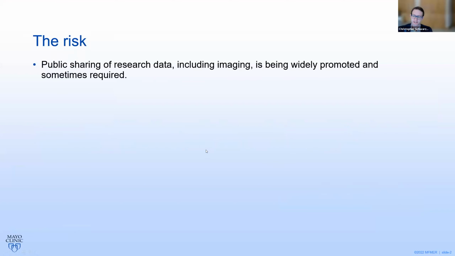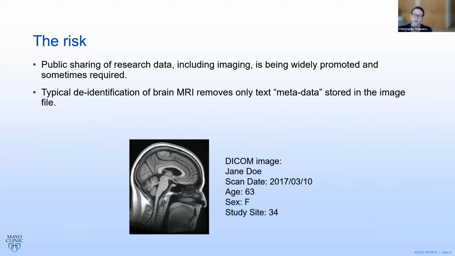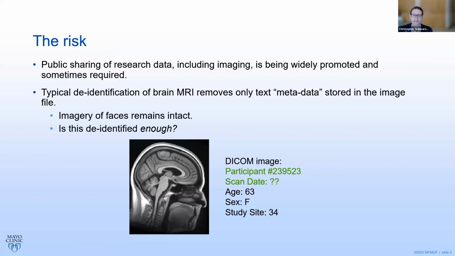Public sharing of research data, including imaging, is being widely promoted and sometimes required, as most of you well know. Typical de-identification of brain MRI removes only text metadata stored in the image file. So you have a DICOM, and that DICOM would have the patient's name, the scan date, age, sex, study site, all kinds of stuff. Old-style de-identification would just change that to a participant ID. In many cases, you'd leave the date alone. Sometimes you'd get rid of the scan date. The other stuff usually stays. But that would be considered de-identified.